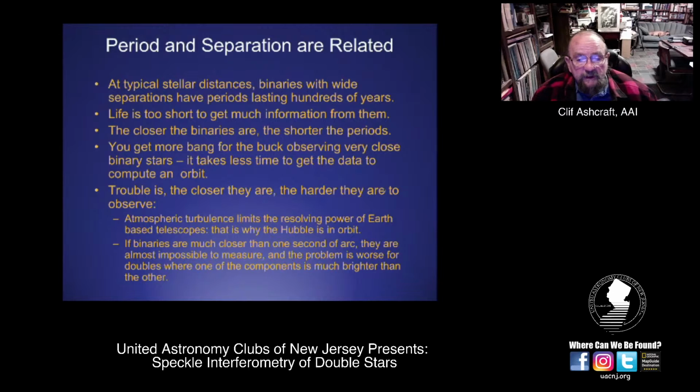Atmospheric turbulence limits the resolving power of Earth-based telescopes. That's why the Hubble is in orbit. Now, if binaries are much closer than 1 second of arc, they're almost impossible to measure, and the problem is worse for doubles where one of the components is much brighter than the other.